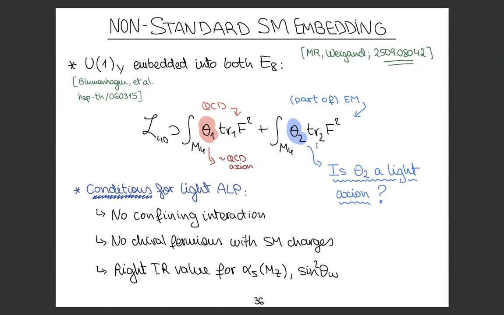The first one is that you want to remove every confining interaction from the second E8, because if there is some sector that confines in the second E8, then this will make theta 2 very heavy. The second is that you want to remove every chiral fermion from gauginos coming from the second E8, because if there was some chiral fermion from these gauginos, then it would have electric charge, and then you are ruled out by experiments. And finally, we have also measured the gauge couplings and the weak mixing angle at around the TeV scale and weak scale very precisely. So you want to make sure that you get the right low energy values for the gauge couplings. And in particular, this is going to be the most non-trivial condition to satisfy.